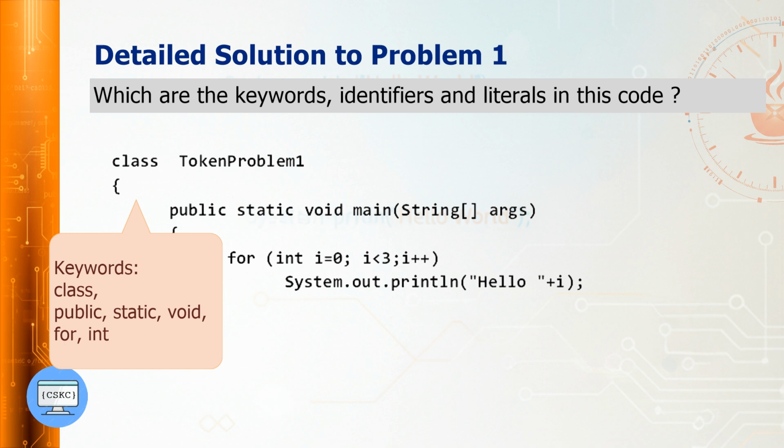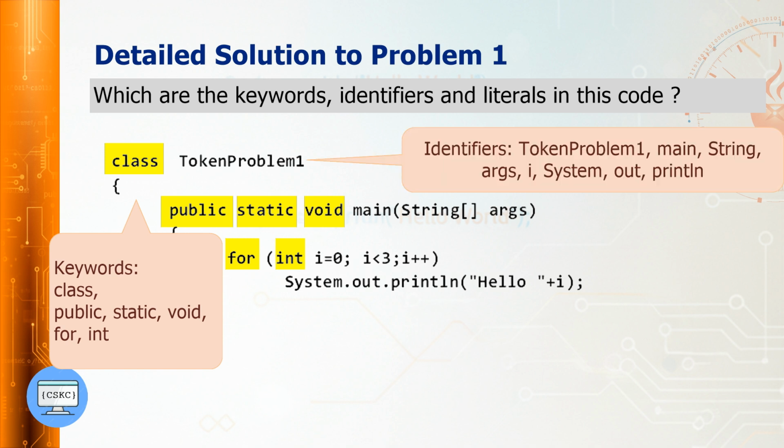The keywords in the given problem are class, public, static, void, for and int, as these are the words defined by the Java language syntax. Just check that main, string, etc. are not keywords. What are they? We shall soon see.